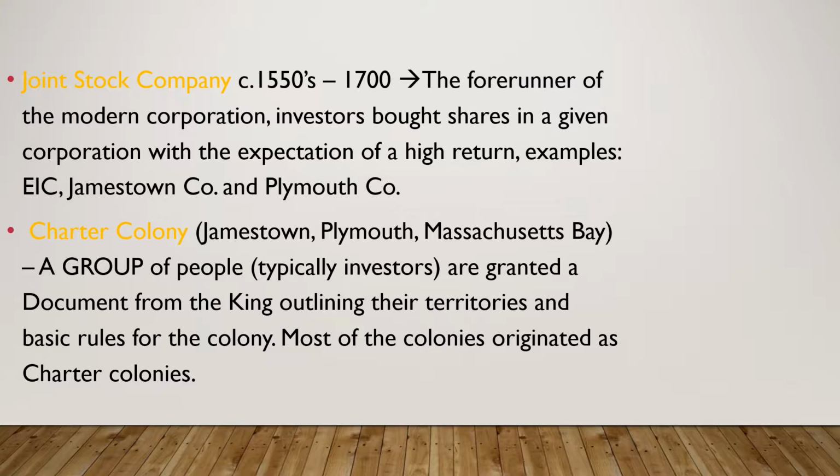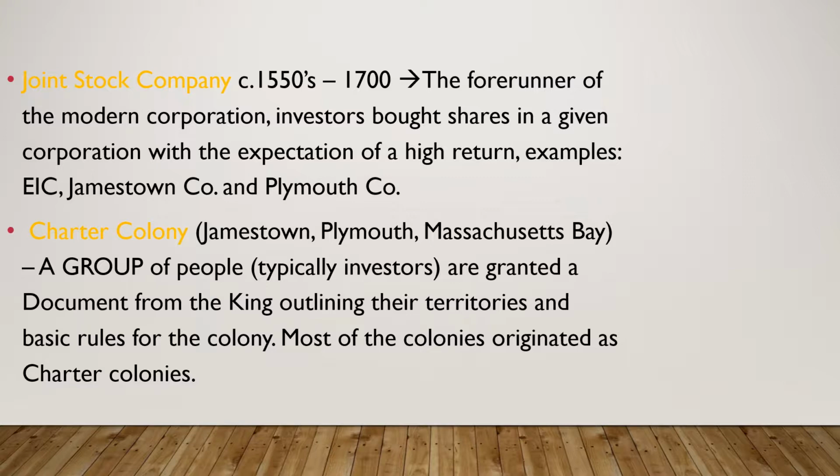So the Jamestown Company, sidebar, the Jamestown Company later on will change its name to the London Company. So when I say the London Company or Jamestown Company, those are interchangeable. And the Plymouth Bay Company, the Plymouth Company, that's going to help found the Plymouth Bay Colony later on. Now, the next thing is a charter colony.